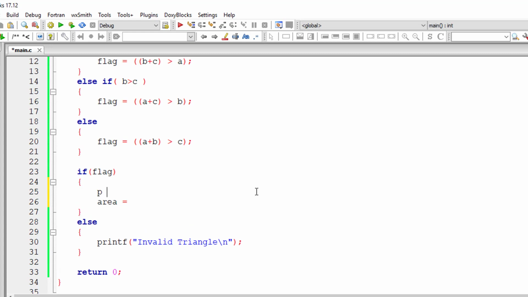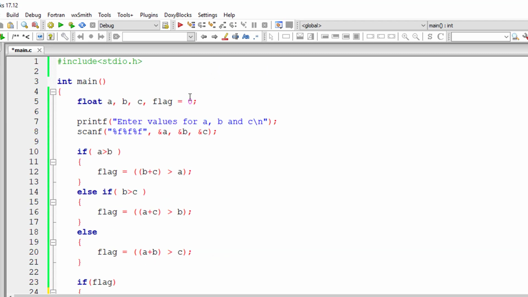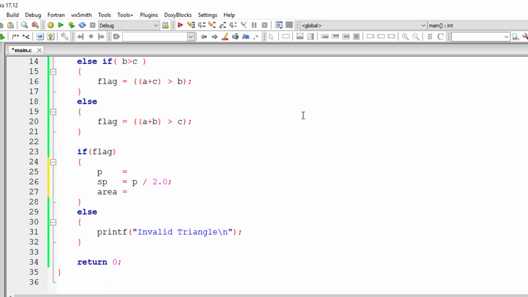So I'll take P as perimeter and SP as semi-perimeter. I haven't declared these variables. Semi-perimeter is perimeter divided by 2.0. Remember to write 2.0 and not 2, because division by 2 will give an integer value and discard the decimal places. So make sure to give 2.0 there. Perimeter is A plus B plus C, that is, the sum of sides of the triangle.